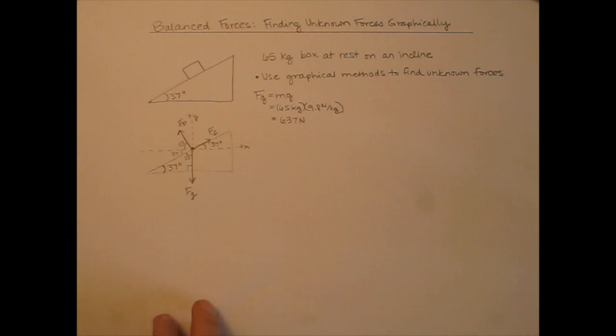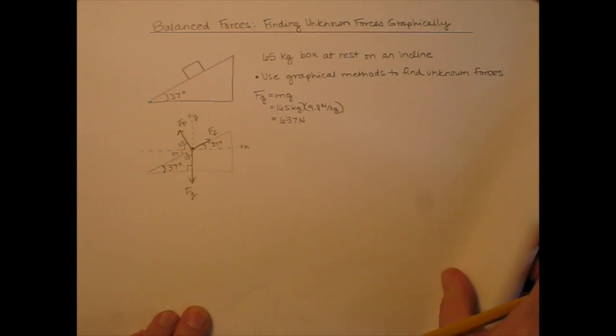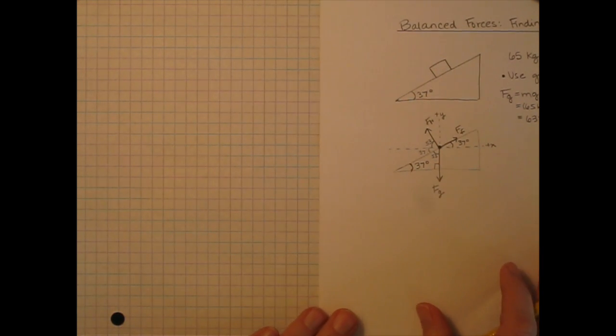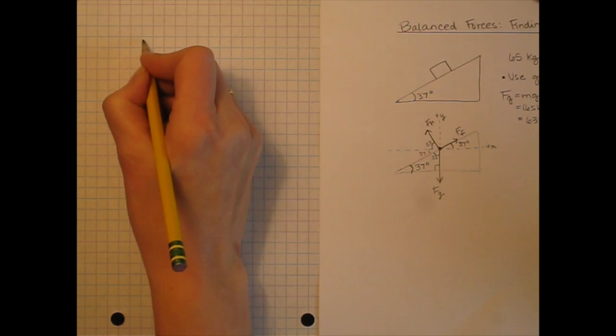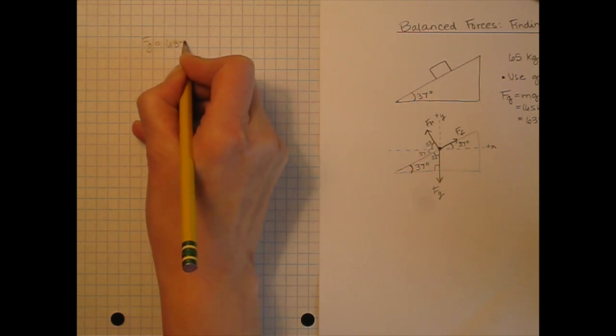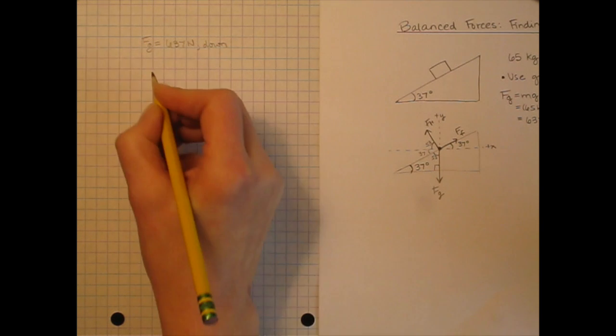Once you have your free body diagram, you're ready to prepare for drawing the vectors on graph paper. And in order to do that, it's important to create a scale and list your forces. So I'm going to move this aside and list my forces up here. So I have the force of gravity is 637 newtons, and that is down. Be sure to include the direction.